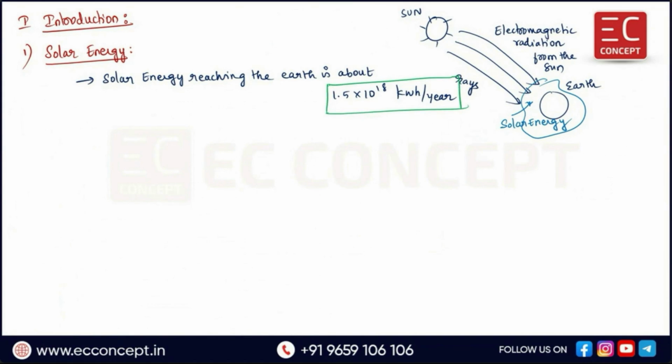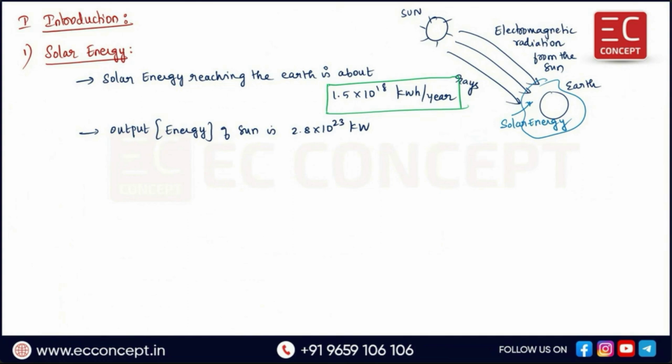And what is the output of the Sun? We are not getting the complete energy from the Sun, only a part. The output of the Sun is nothing but energy. The energy output of the Sun is about 2.8 into 10 power 23 kilowatt. This is also data.